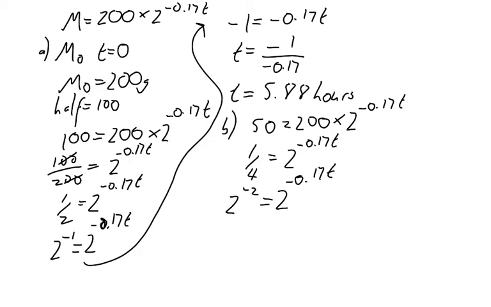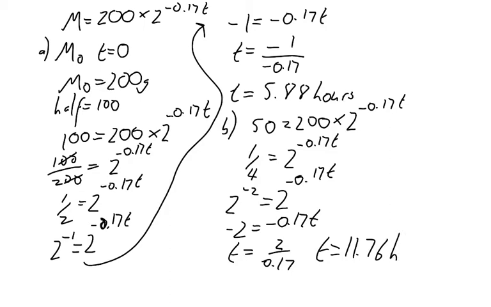Bases are the same. Look at that, works out nicely for us. So negative 2 equals negative 0.17 T. So that means T would equal 2 over 0.17, because negative makes it positive. T equals 11.76 hours.